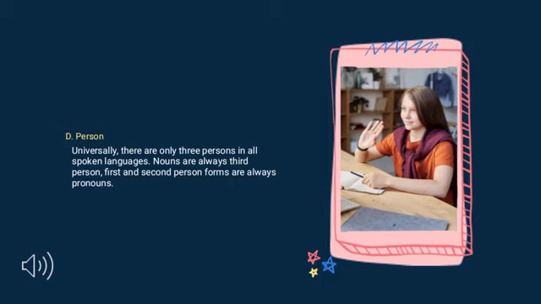D. Person. Universally, there are only three persons in all spoken language. Nouns are always third person. First and second person forms are always pronouns. The major difference among languages lies in the first person plural.